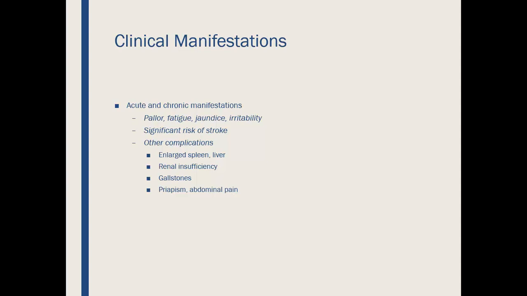Some of your other complications will be an enlarged spleen and liver, renal insufficiency. They are prone to gallstones, priapism, which is a painful prolonged erection, may have abdominal pain, and that may signal an infarction of abdominal organs and structures. They may also have an aplastic crisis, a temporary cessation of bone marrow blood cell production.